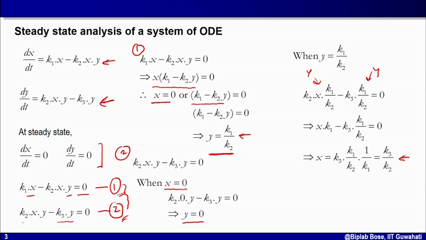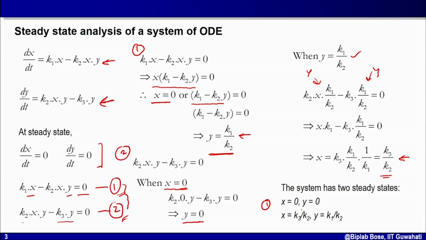One is x equal to 0, y equal to 0. The other one is x equal to k3 by k2 and y equal to k1 by k2. So that means the system has two steady states. The first steady state is x equal to 0, y equal to 0. You can easily see if you put this value of x equal to 0 and y equal to 0 in the original ODE, dx dt and dy dt both will be 0. And the other steady state that we have in this system is x equal to k3 by k2 and y equal to k1 by k2.